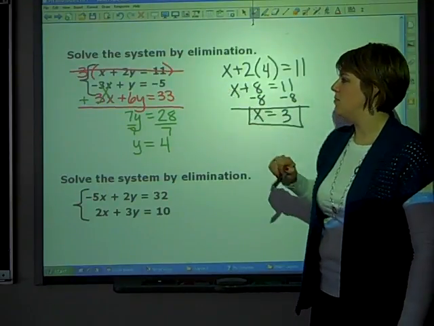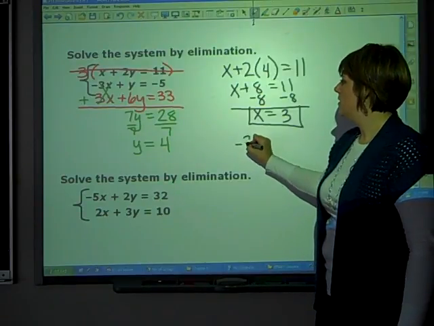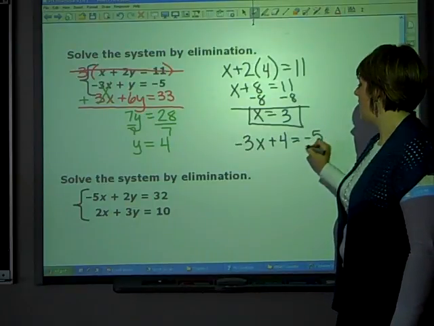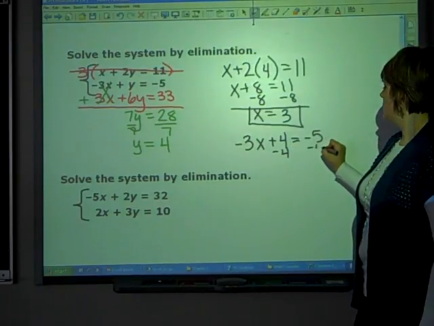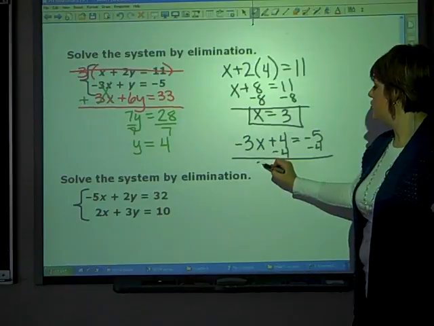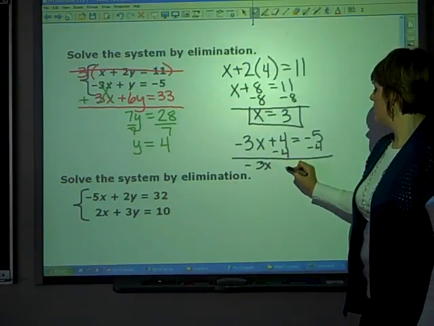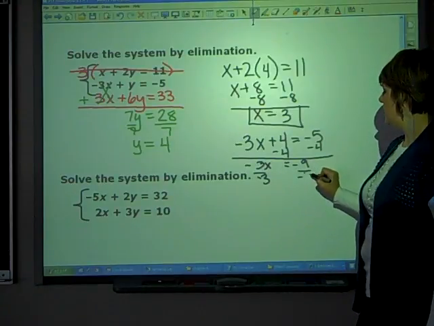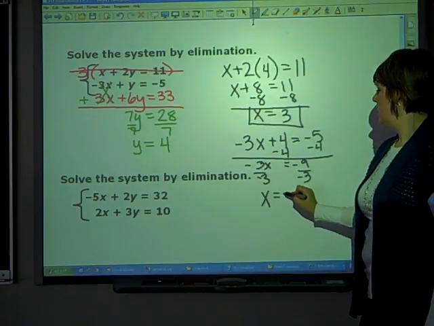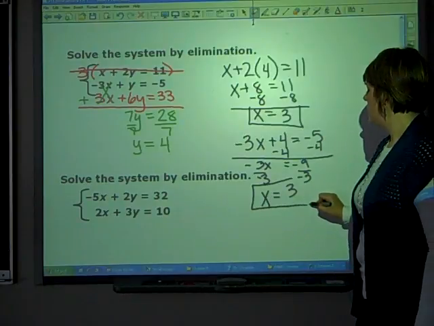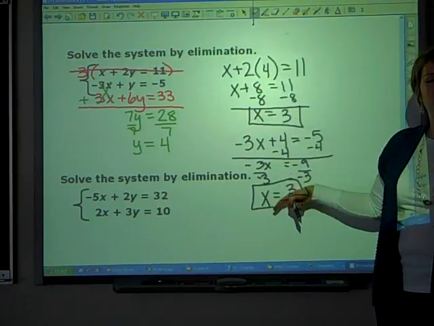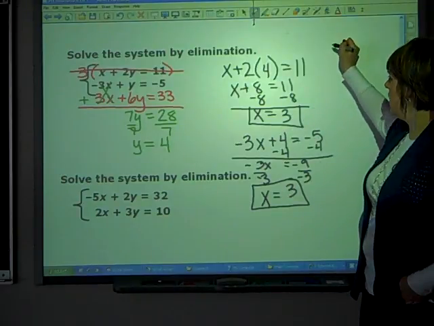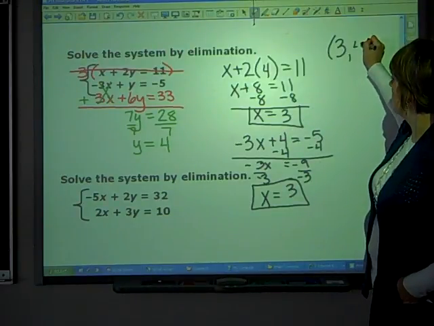Okay, let's plug it into the bottom equation, just to double check and make sure. Negative 3x plus 4 equals negative 5. I am going to take away the 4 on each side. Negative 3x equals negative 9. When we divide by negative 3 on each side, x is going to be positive 3. We got the same answer for both problems, so we can go ahead and write our solution of (3, 4).